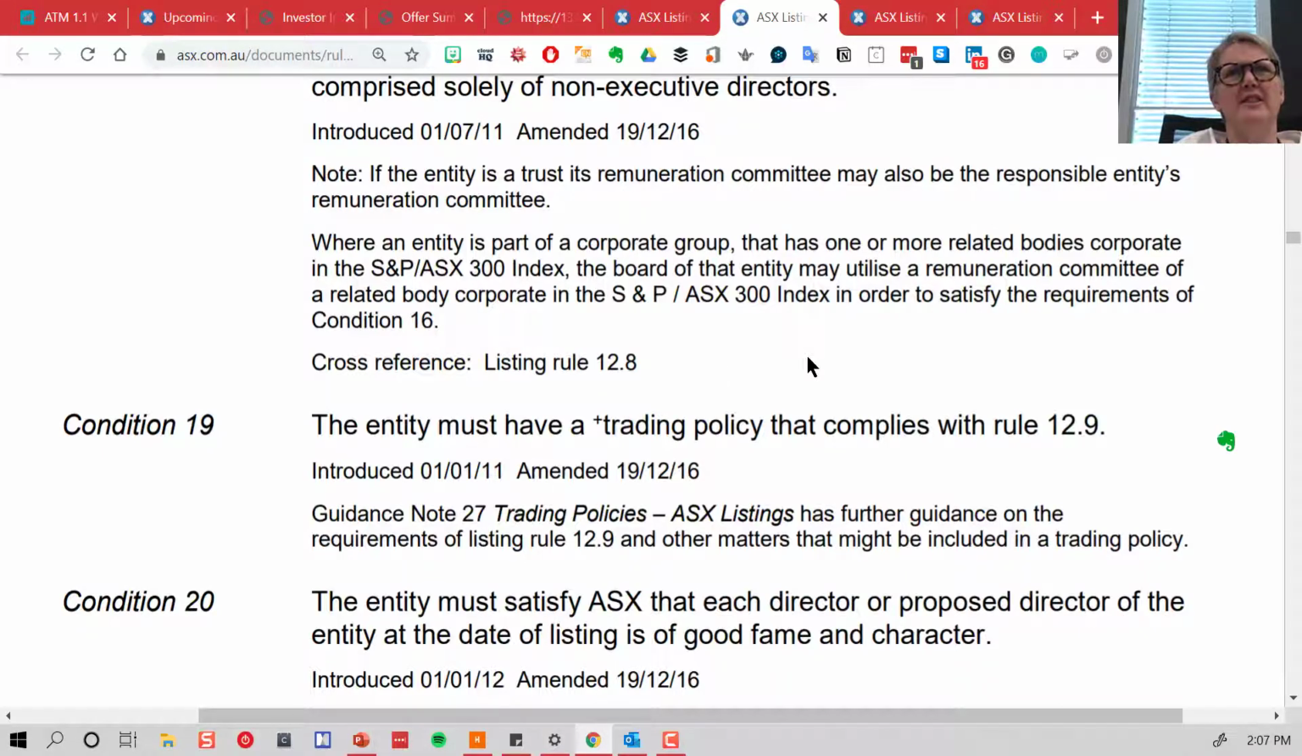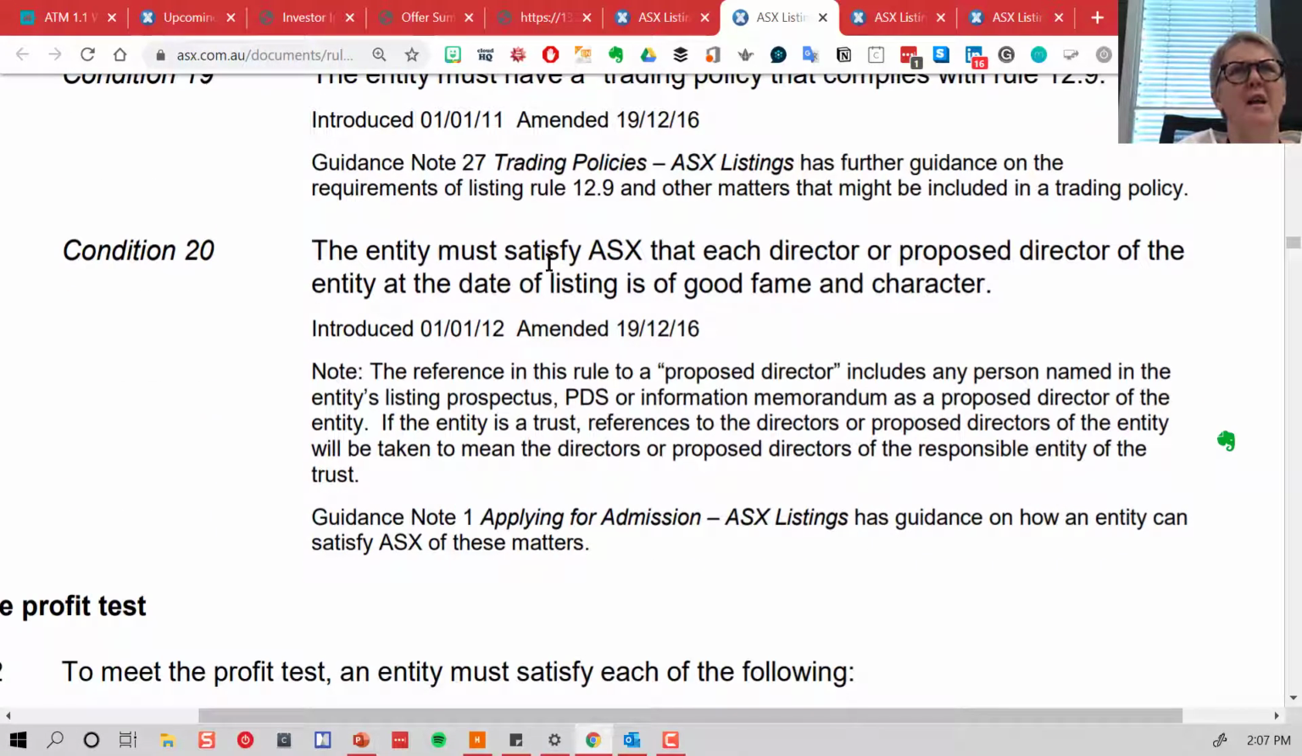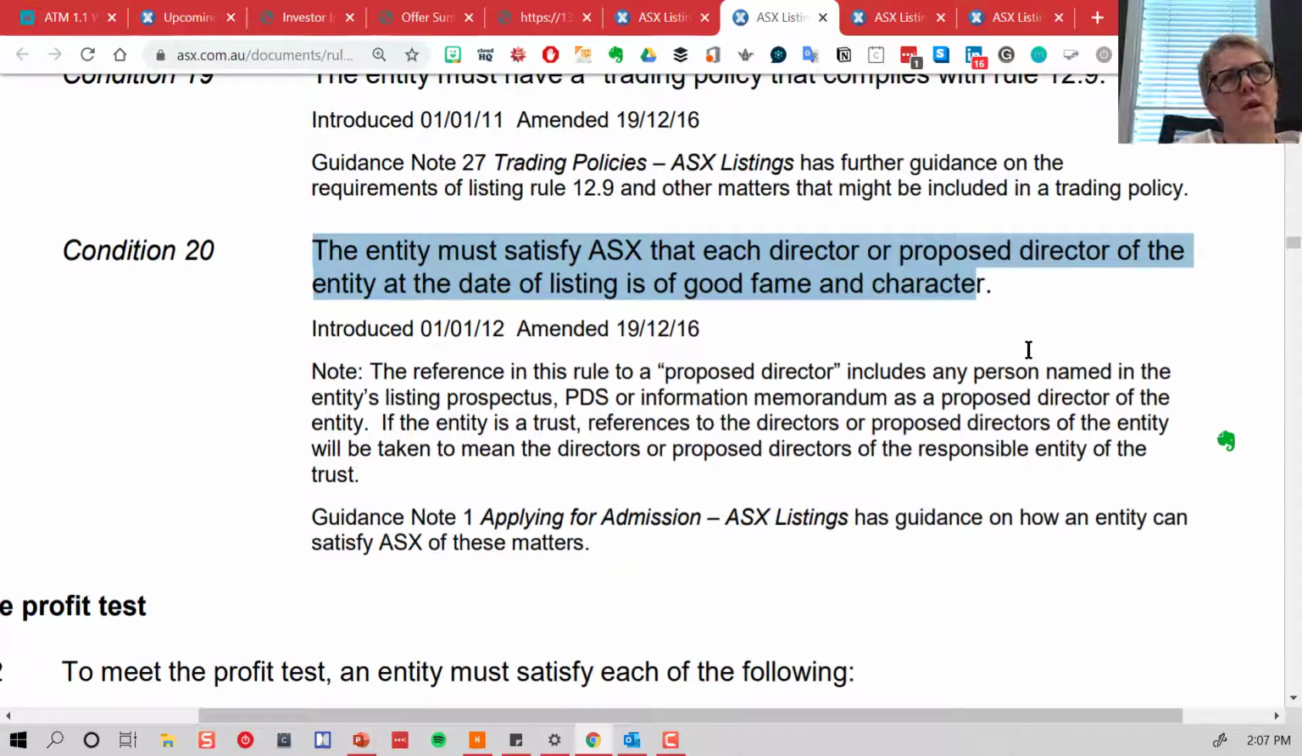Okay, so a little bit more in logistics. Interestingly here, good fame and character, a relatively new rule. And that's kind of interesting as well, because pretty much any person over the age of 18 and under the age of 72, from memory, can be a director of a company. In fact, you can be older than 72. You just have to stand for election every year after that point, just in case.